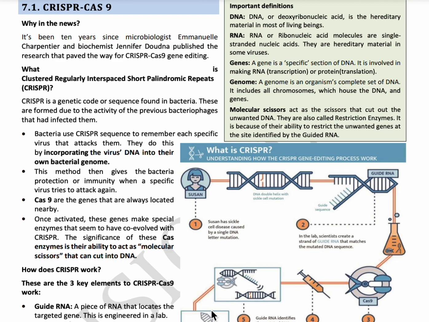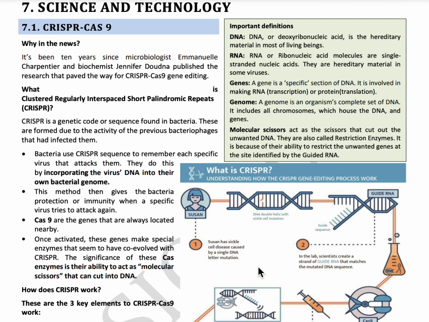So some important definitions are DNA. DNA is deoxyribonucleic acid. So it is a hereditary material in most of the living beings. Next is RNA. RNA is ribonucleic acid. It is a single-stranded nucleic acid. They are hereditary material in some viruses. So next is genes. So it is a specific section of DNA. It is involved in making RNA or protein. Next is genome. Genome is a house of DNA or genes.